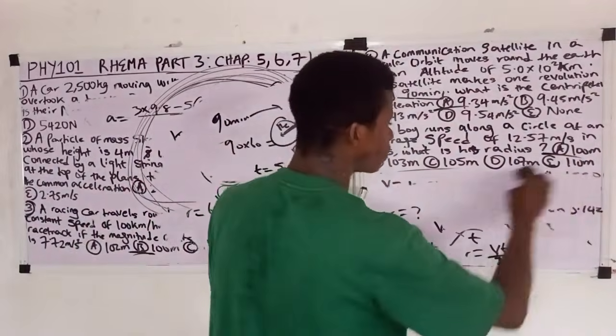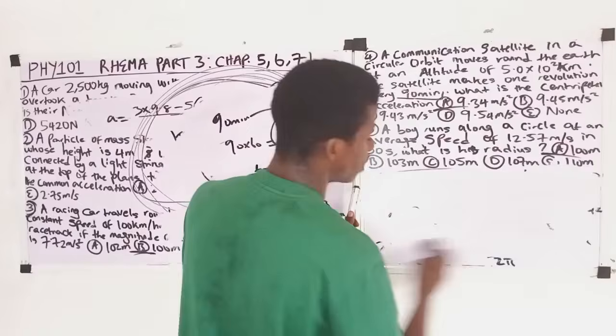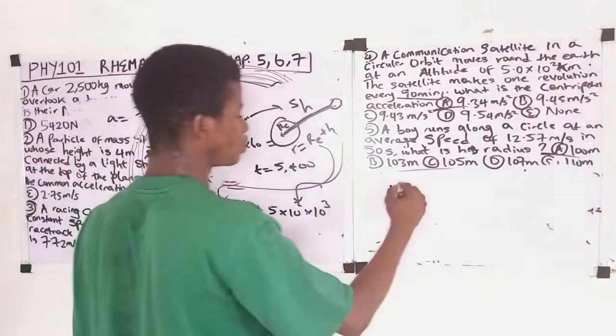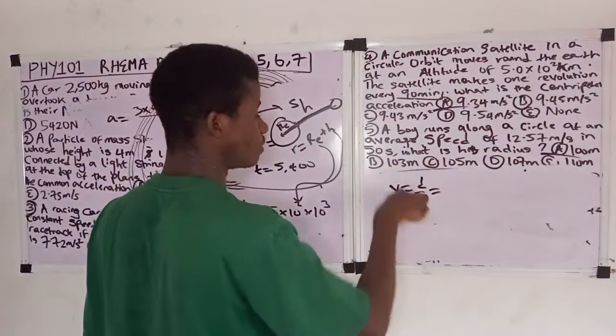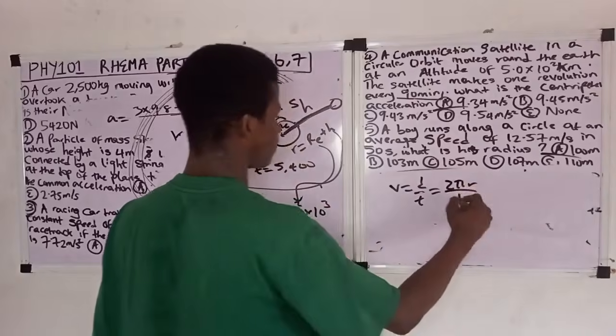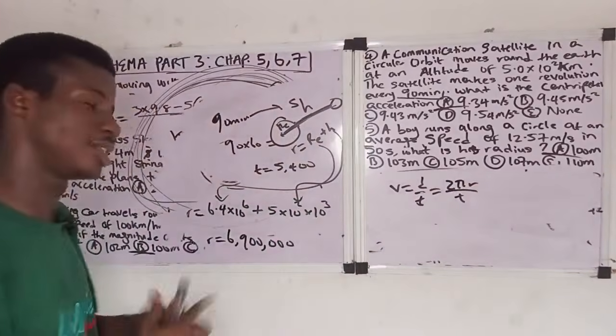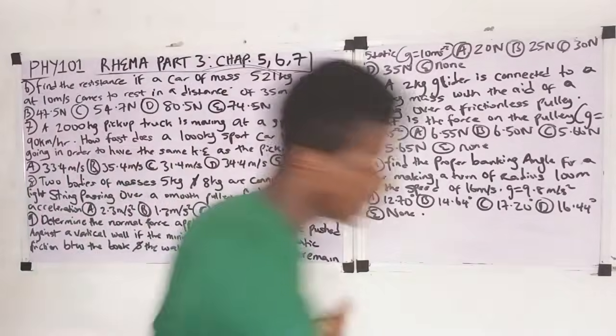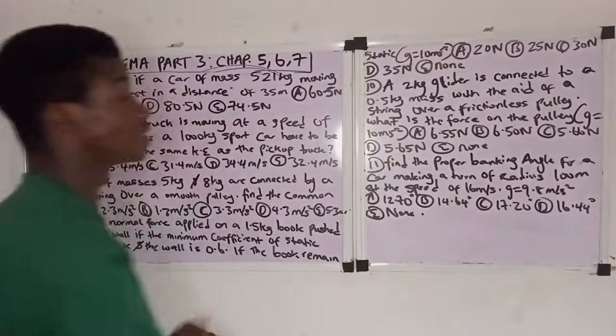So when they tell you, for example, to calculate the velocity of an object when the object moves in a circular path, you also know that velocity is d over t, right? So for a circular path, the distance of the circle is 2 pi r, divided by this t. So that is just it. Okay, now let's move to the next series of questions. So let's continue with this next series of questions.